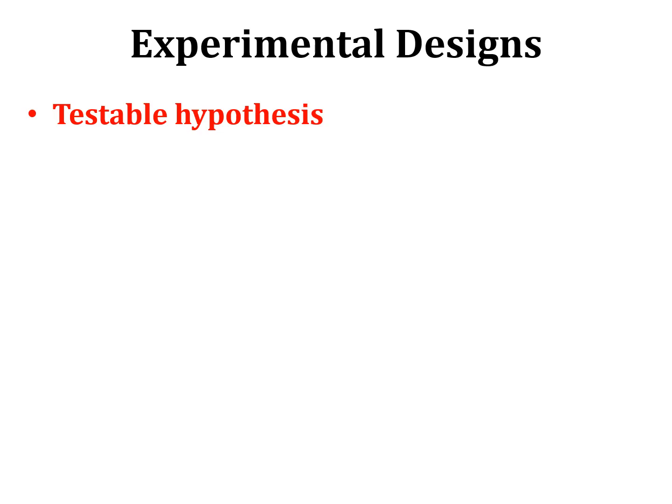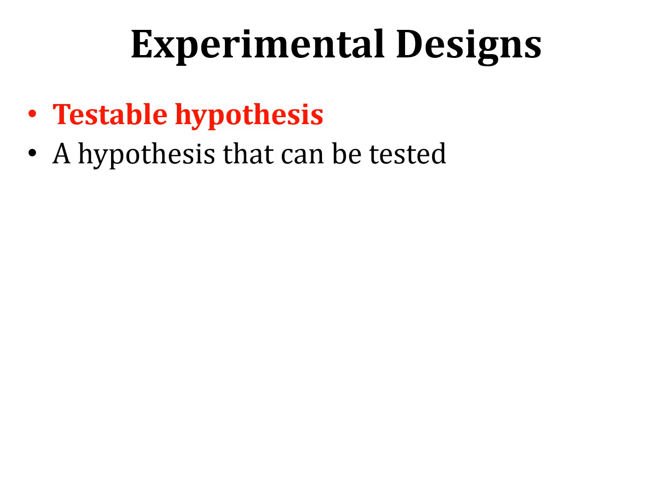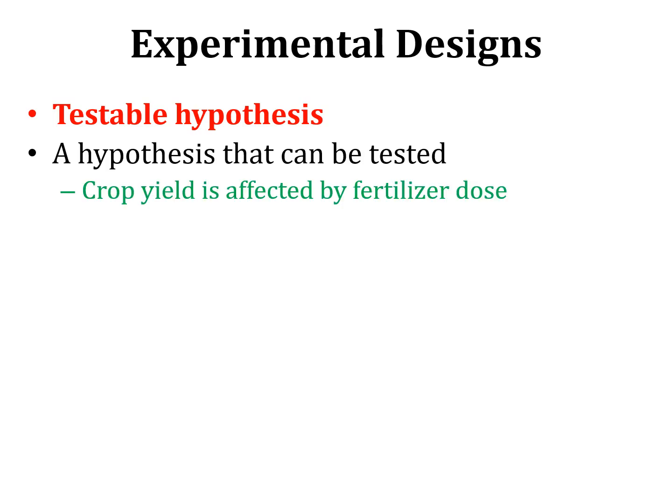Now let's discuss some concepts related to experimental designs. We are done with the definition of experimental designs, and we have also made the differentiation between an experiment and an observational study. So now it is time to define some further concepts in experimental designs. One of the concepts is the concept of testable hypothesis. A testable hypothesis is a hypothesis that can be tested through an experiment.